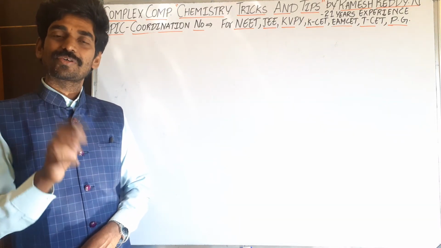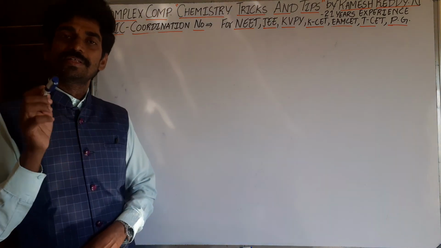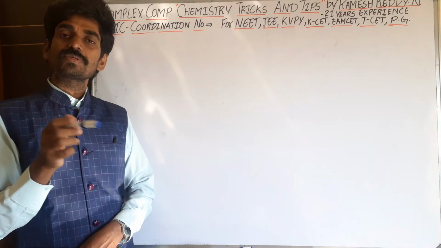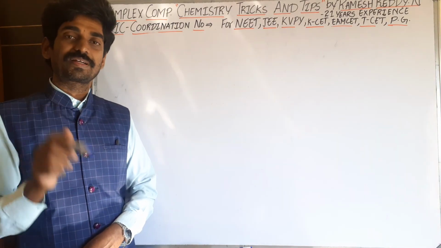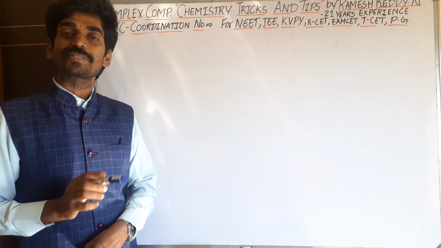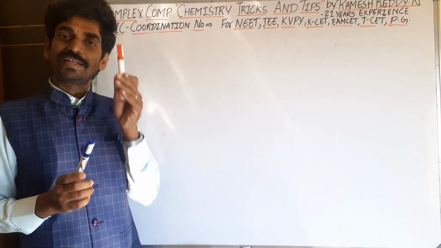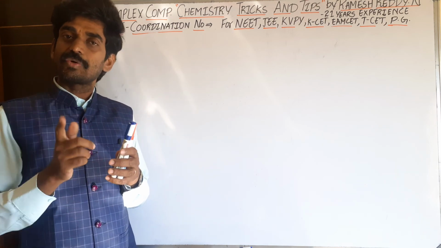Today we are going to discuss the coordination number topic. It belongs to the complex compounds or coordination compounds chapter, right? In coordination compounds, three members are present. One is the central metal atom, another one is the ligand, and the third one is a counter ion.